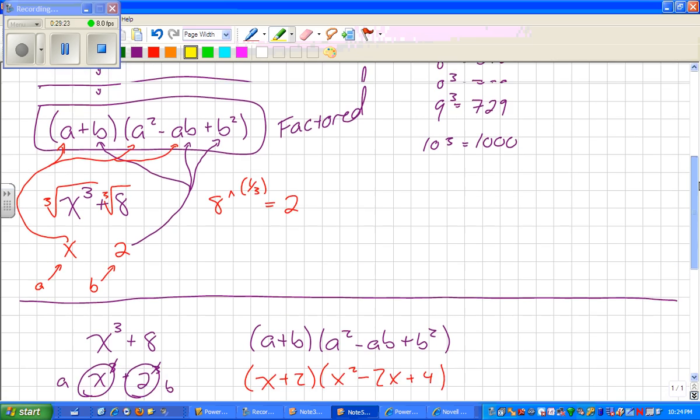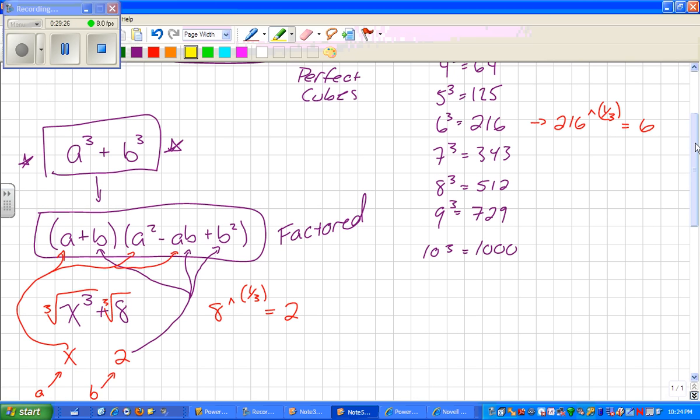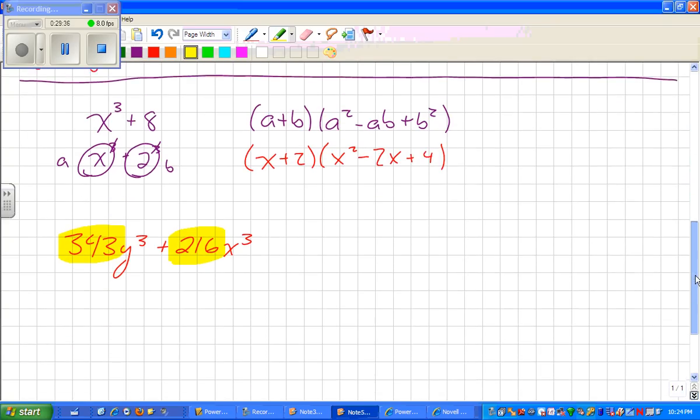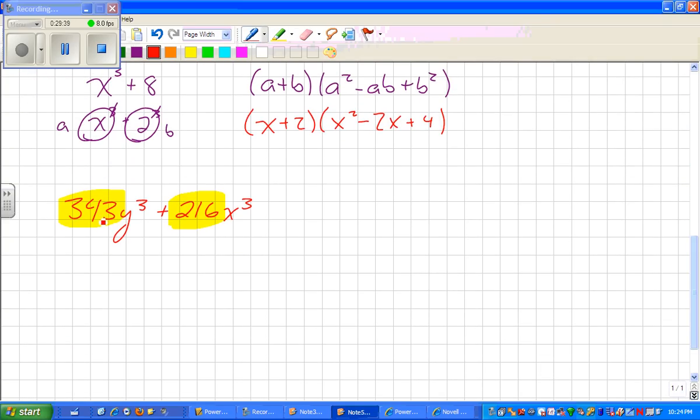Now if we scroll to the top, we can see that 216 is 6 cubed and 343 is 7 cubed. So when I come down to do this problem, I can write 343 y cubed as 7y, and I can write 216 x to the third as 6x, all being cubed. Okay, so what this means is when you can write them all as one thing to the third power, we can cross out these exponents, and we know now that 7y is our a and 6x is our b.